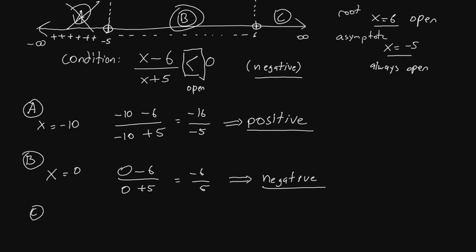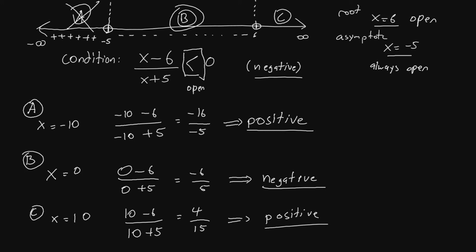Now, region C, we need a number greater than 6. Let's try positive 10. We will have 10 minus 6 over 10 plus 5. 10 minus 6 gives us positive 4. 10 plus 5 gives us 15. And a positive over a positive will give us a positive answer. However, that's a mismatch for the condition they gave us, so C is not part of the answer. So the only region that matches the condition is region B, and our answer will be negative 5, 6.